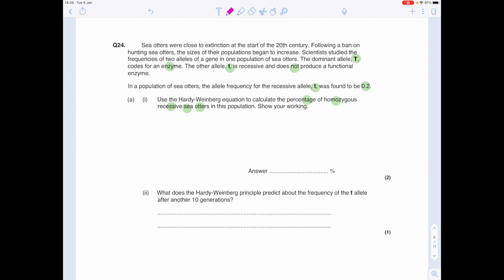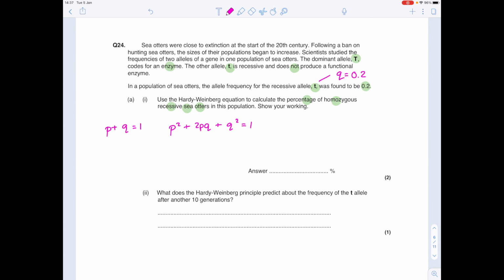Show your working. So the first thing we want to do is just write out the two Hardy-Weinberg equations. It's always really good practice to do this. And now let's make some labels as to what we know from the question. So we know that the allele frequency for the recessive allele t was found to be 0.2. Remember that the recessive allele is Q in this situation. So we know that Q equals 0.2.